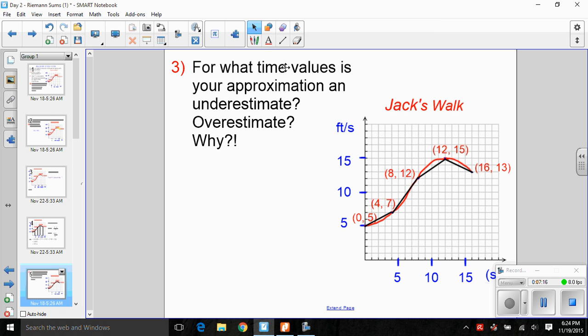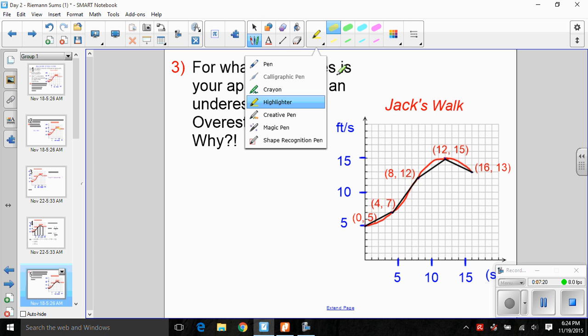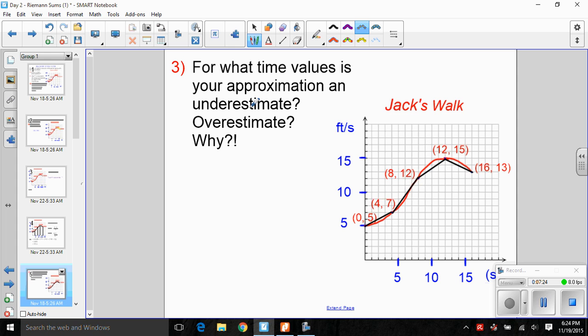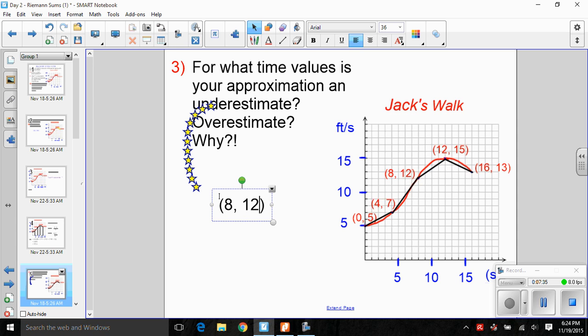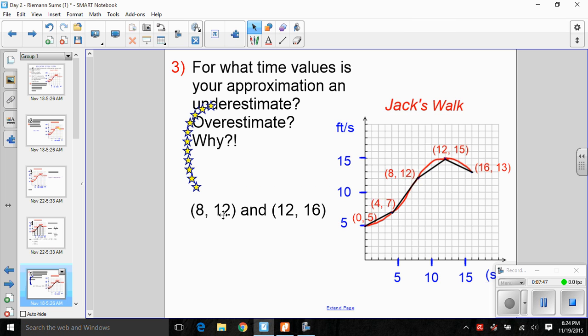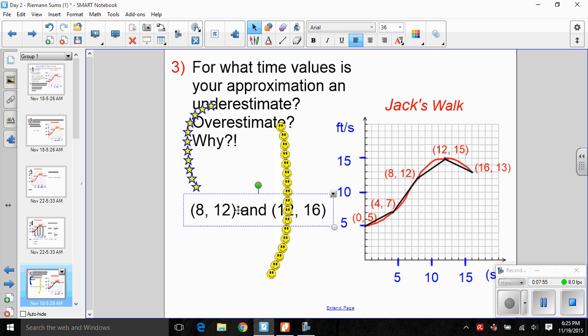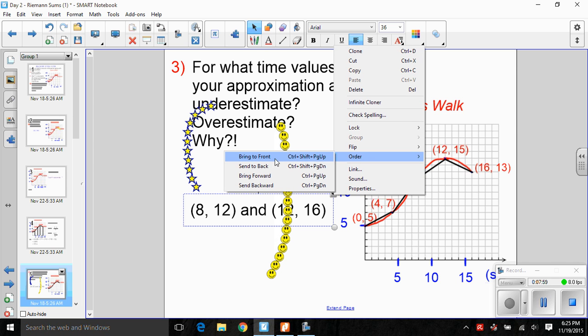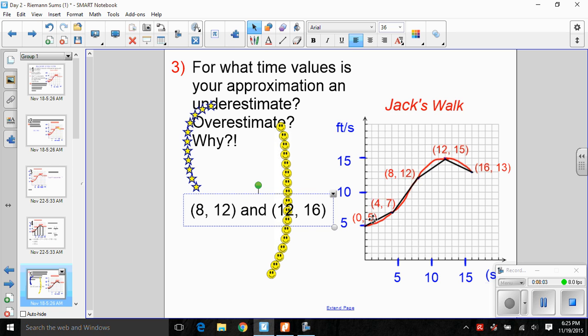So we could say an underestimate, let's do stars. So we'll do an underestimate on the time interval 8 to 12, how about? So we'll go 8 to 12. And also 12 to 16. Okay, and if we thought stars were neat, what about happy faces? I'm thinking overestimate. Looks like an overestimate on 0 to 4. And 4 to 8.